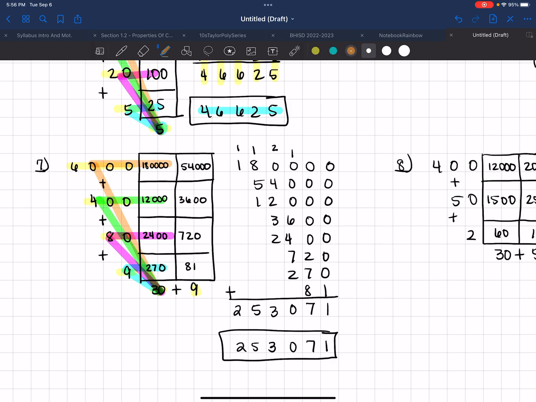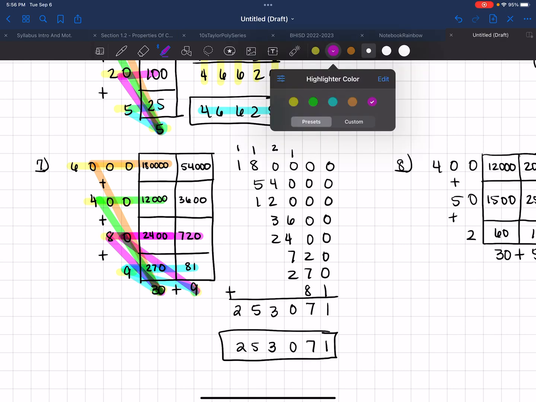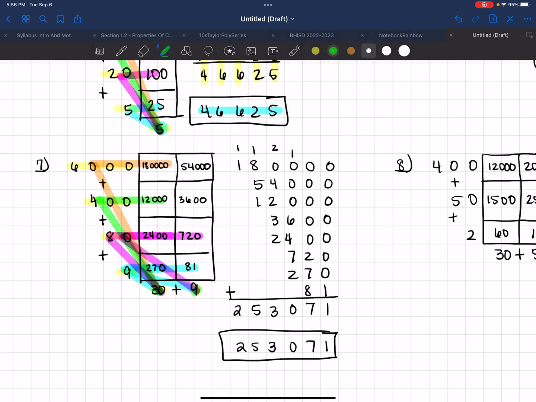So we're going to say, let me switch my colors. 9 times 9, we know that's 81. Okay, then I have 9 times 80, which is going to give me 720. Then I have 9 times 400, which gives me 3,600. And then I will have 9 times 6,000, which is going to give me 54,000.